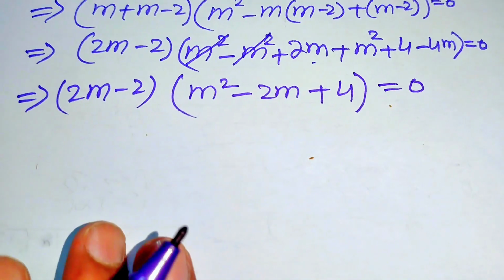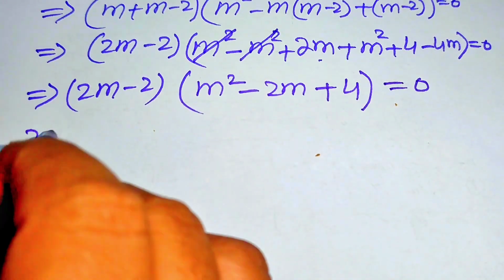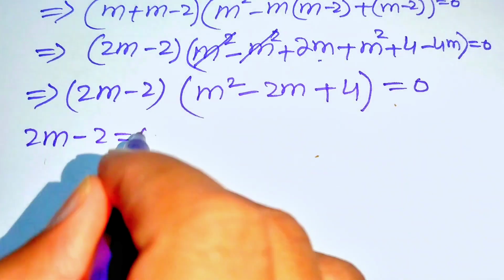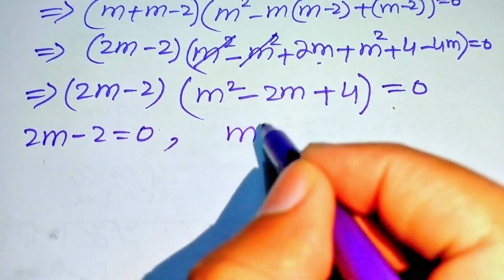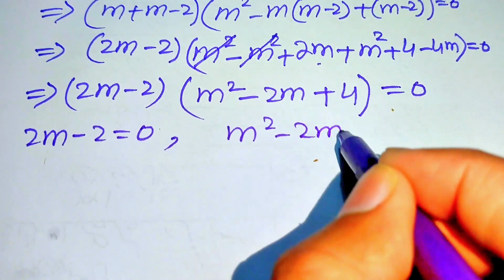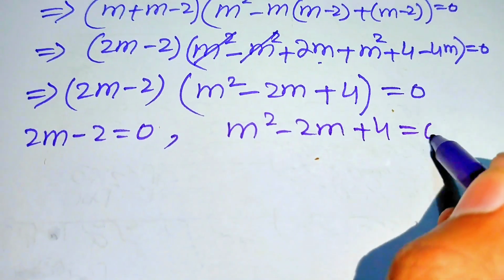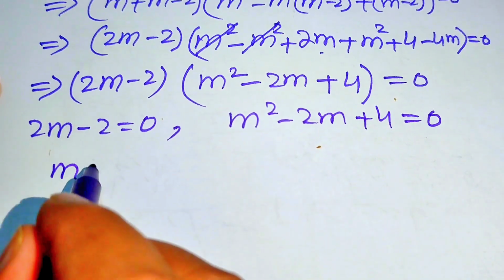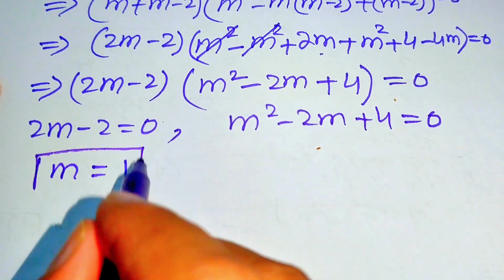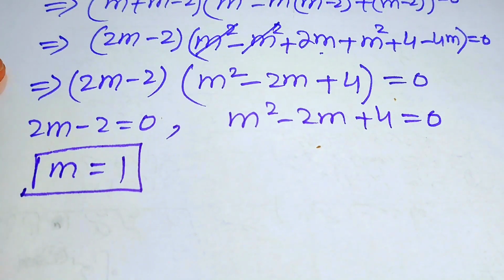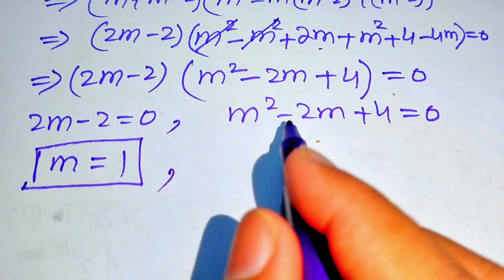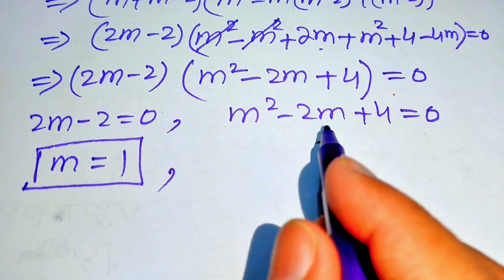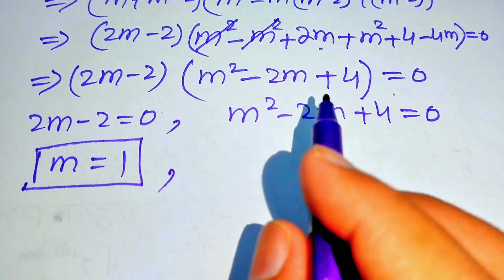So here we convert this into cases. So our first case is we write 2m minus 2 equals 0, and the second case is we write m squared minus 2m plus 4 equals 0. So in this case we easily get the value of m equals 1. So this is the first real root of this equation, and in order to solve this quadratic equation, we need to use the quadratic formula.